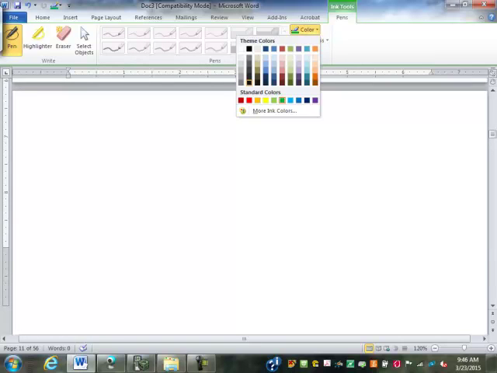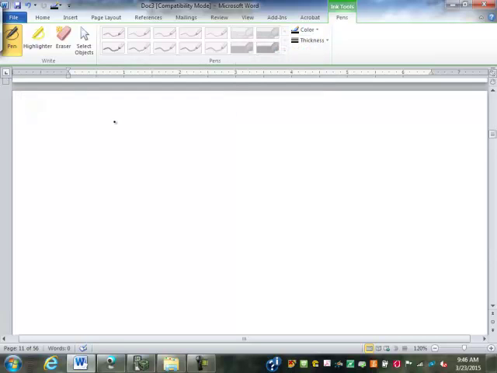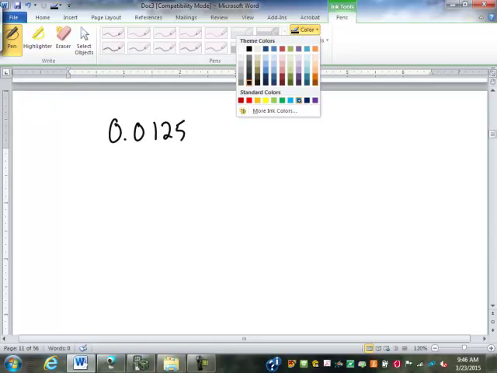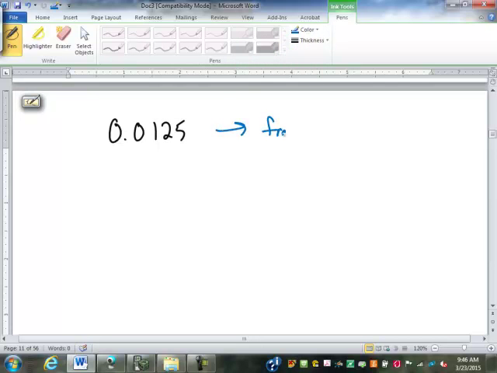So anyway, we also talked a lot about converting fractions to decimals and the other way around. If I have 0.0125, if I want to convert that into a fraction, what am I going to do?